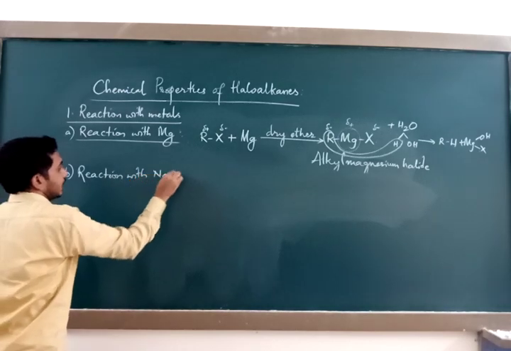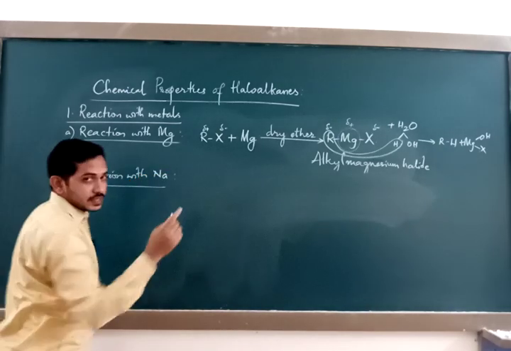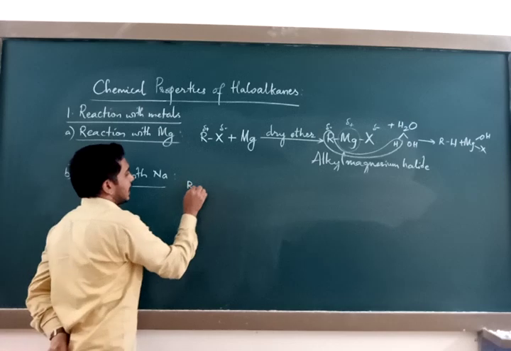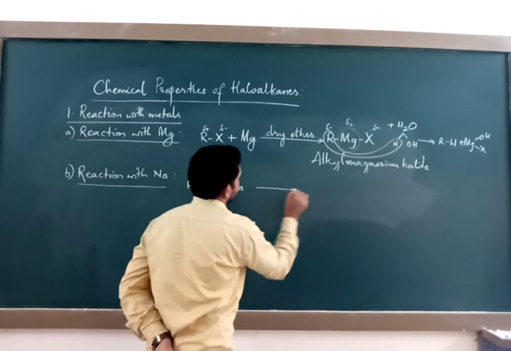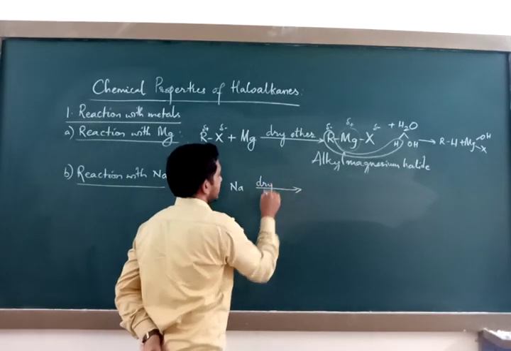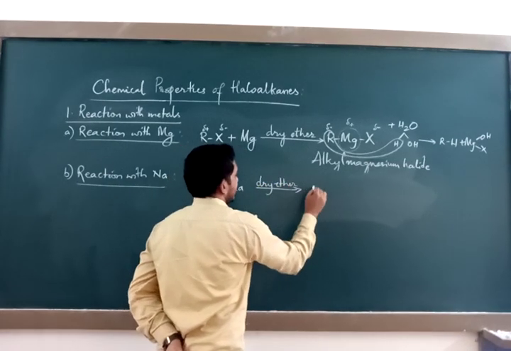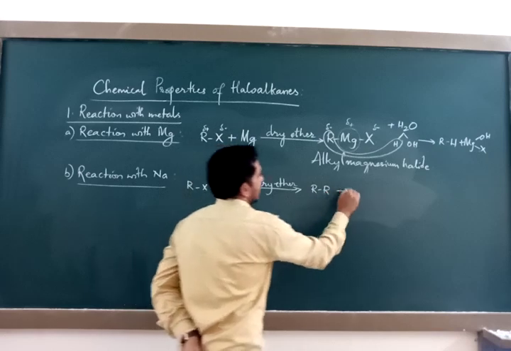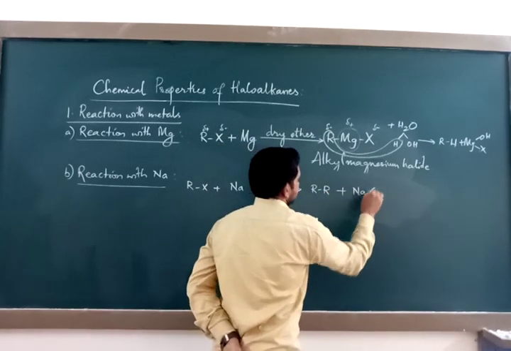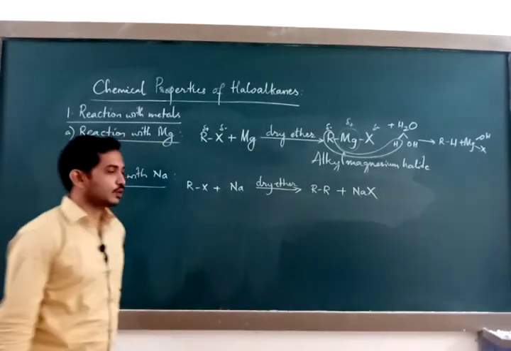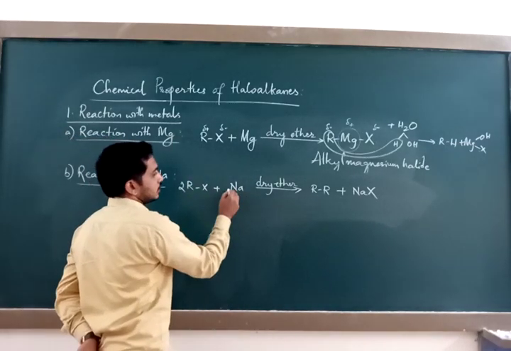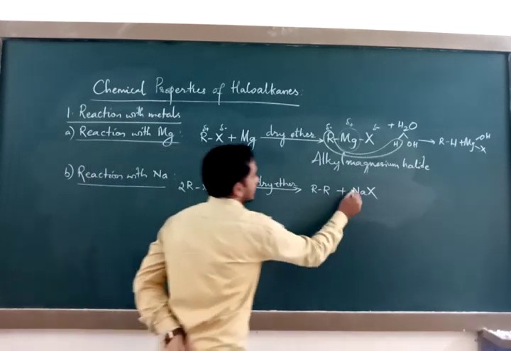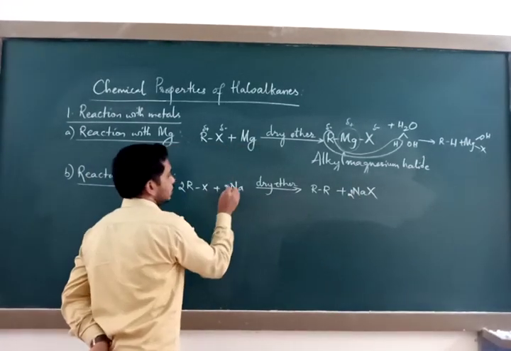sodium metal. A very popular reaction since your first year days. When any alkyl halide reacts with metallic sodium, same in the presence of dry ether, you will get alkanes. How do you balance this? Since there are 2R, write 2 here. Then there are 2X, so write 2 here. Then write 2 metallic sodium.